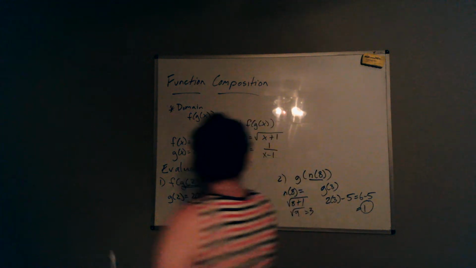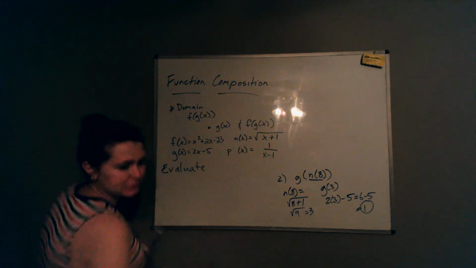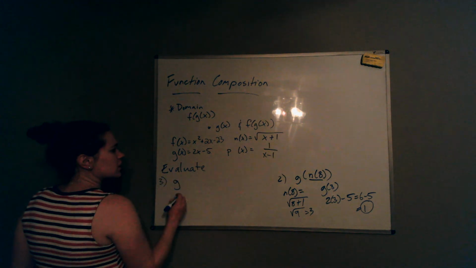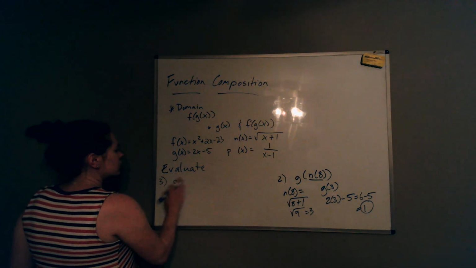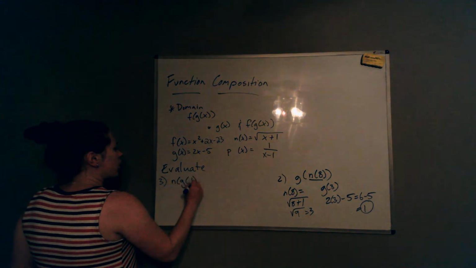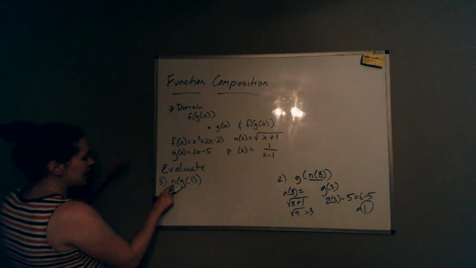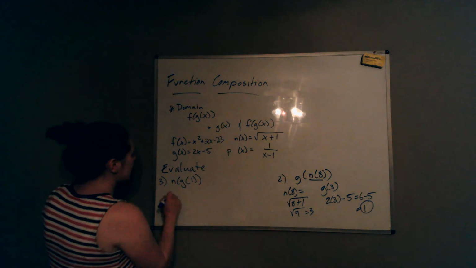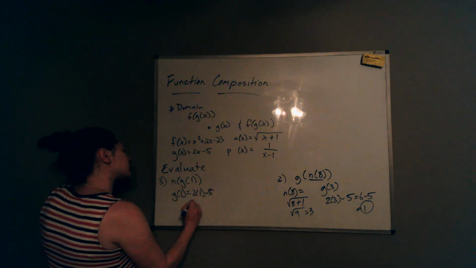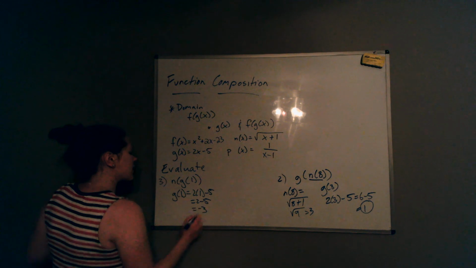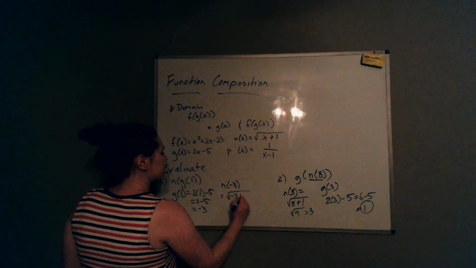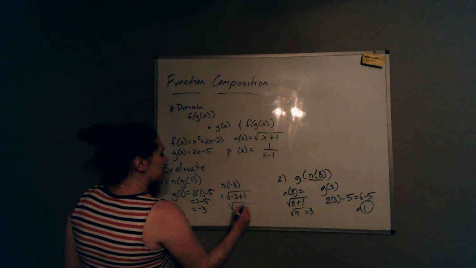Okay, let's do another. Number 3, instead of that, let's do n of g of 1. So we're going to take n and evaluate it at the output of g of 1. So the first thing we have to get is what is g of 1? That's 2 times 1 minus 5. So that's going to be 2 minus 5, that's going to be negative 3. So we're going to do n of negative 3. And that's going to give us the square root of negative 3 plus 1. So that's going to give us the square root of negative 2.